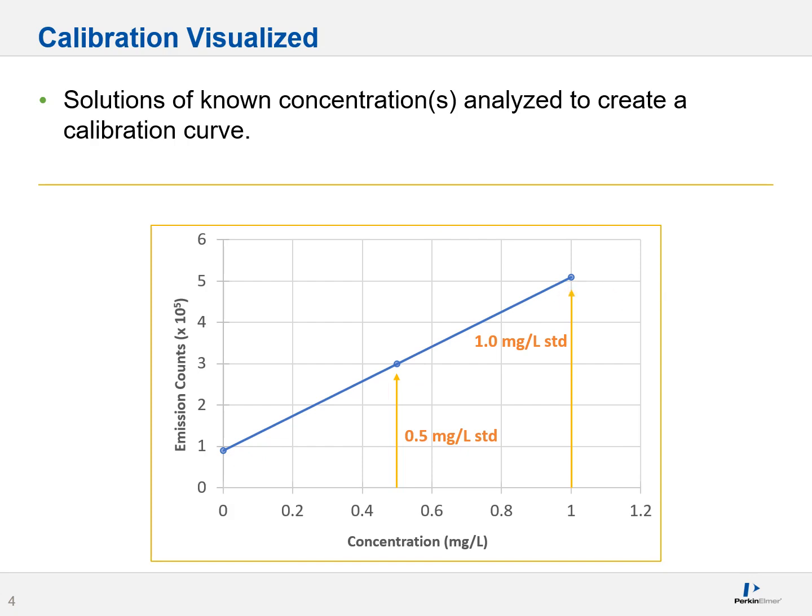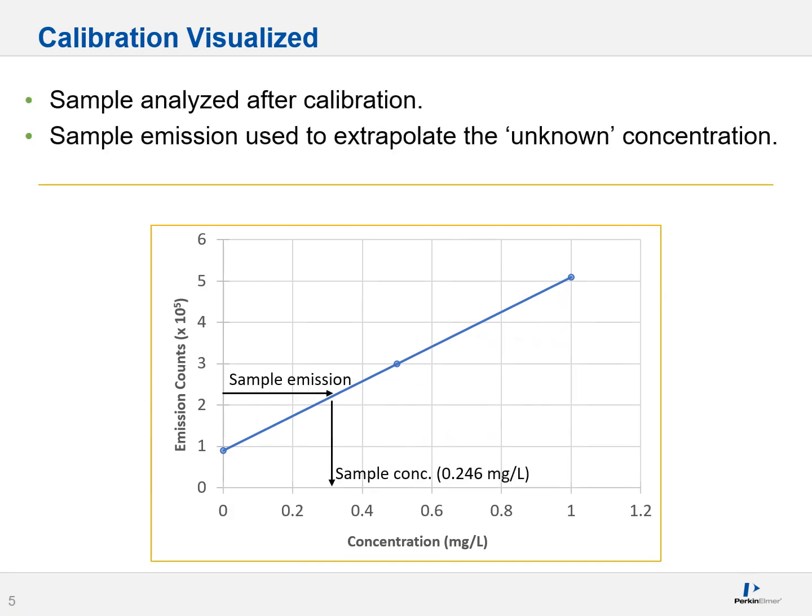How do I use this? Think of this as a prediction curve. Once you've built a calibration curve, now you analyze your sample. You don't know how much sample you have. You don't know what the analyte concentration is, but we can use the calibration curve to extrapolate the unknown concentration. Pretend that my sample is giving counts of about 2.5 times 10 to the 5.